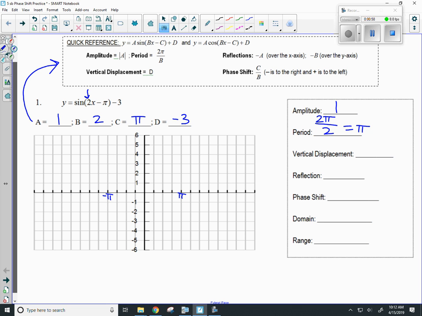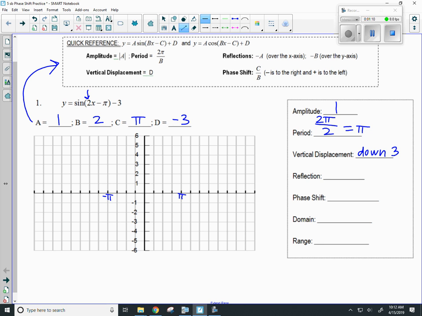The vertical displacement, that's how far up or down you move your graph, and that's the d value. Since it's -3, that means we need to shift everything down 3. To show that on the graph, I'm going to draw in a new midline down at -3. So we're going to imagine this like our new x-axis. And then last but not least, if there's a reflection, there's not a negative in front of the sine, nor is there a negative in front of x, so there's no reflection here.